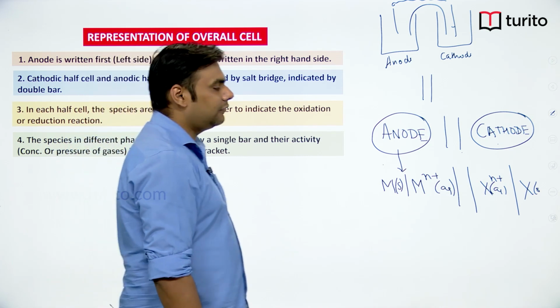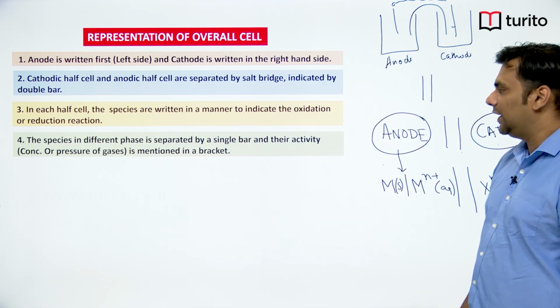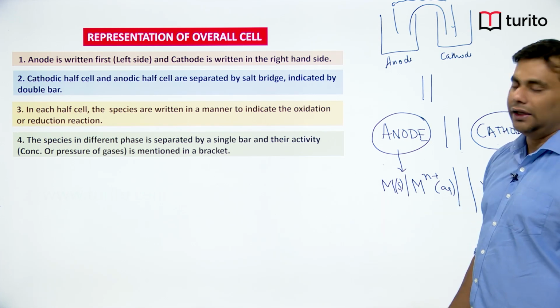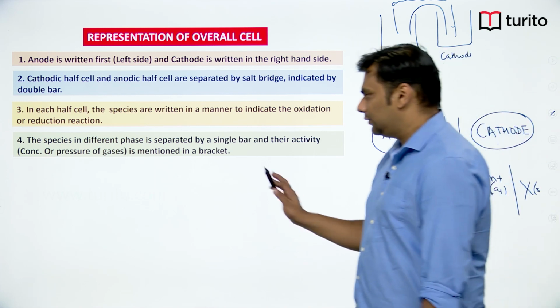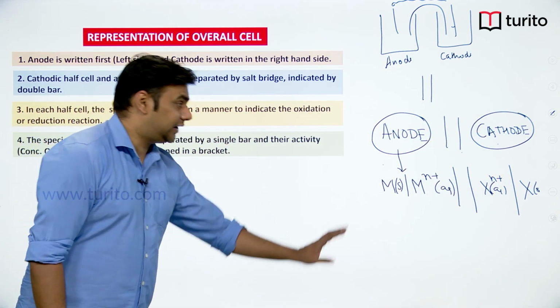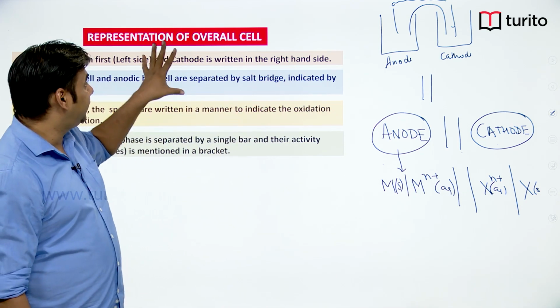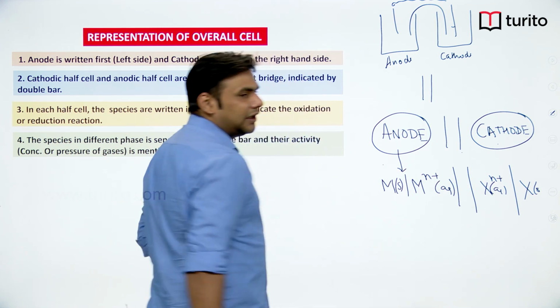That is again a very important point. The species in different phases are separated by a single bar, and their activity, concentration or pressure are written in brackets. Hope this is clear to you. Just remember these things, because if you are clear with this representation of an overall cell, in the question the cell will come something like this.